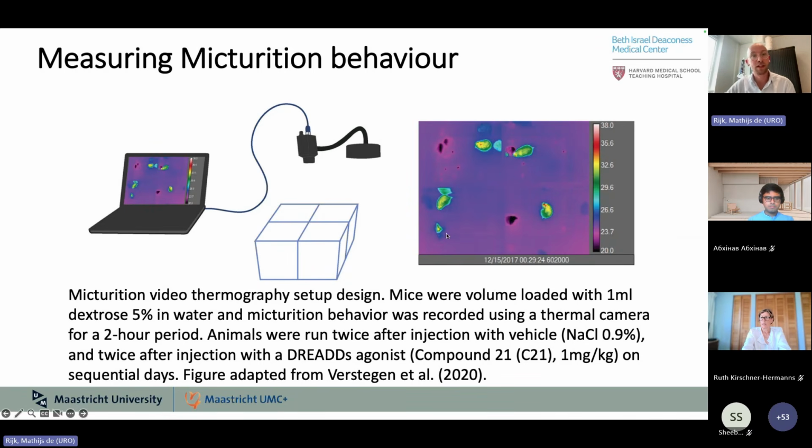The advantage is that they often void in the same location multiple times. If you only analyze it afterwards, for example by looking at a sheet of paper where they voided, then you don't know how many voids are on top of each other. So this is quite a useful method to analyze that behavior. We analyzed each mouse 4 times: twice with a vehicle injection, so we just inject saline, and twice with a DREADD agonist that activates those receptors.